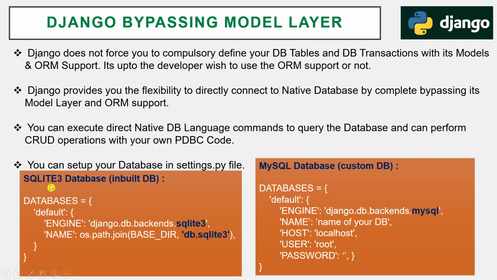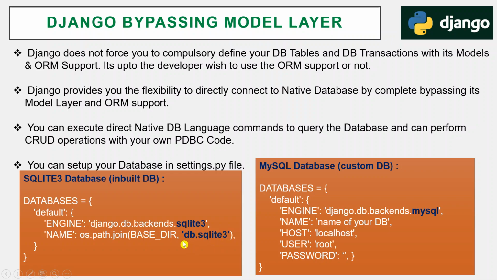Okay, so that setup, you can find in the DATABASES variable in the settings.py file. It is written in dictionary form. So ENGINE is the key and its value is django.db.backends.sqlite3. This sqlite3 is the database engine you are using, that means your Django framework is using it, and the name of the database is db.sqlite3.